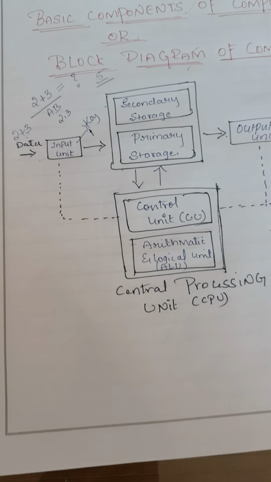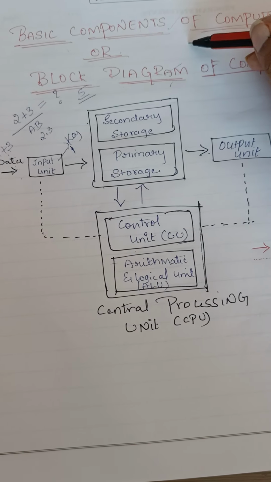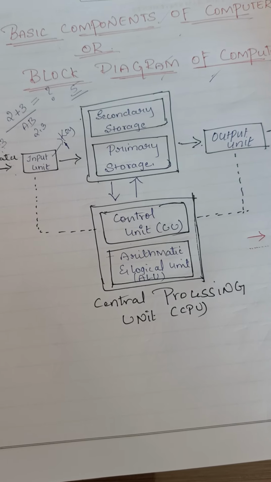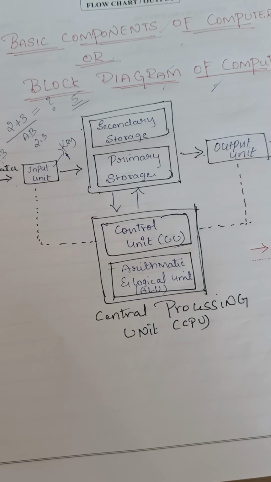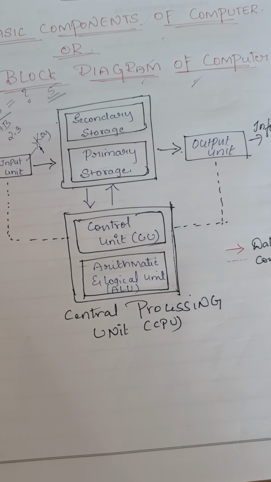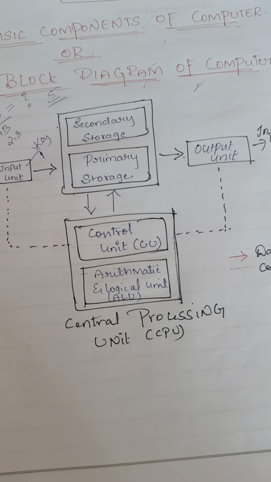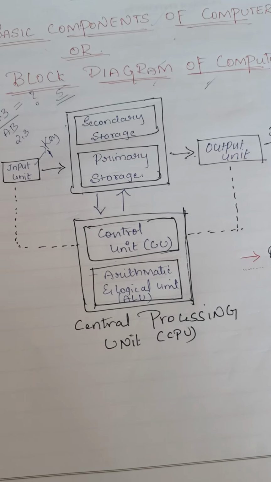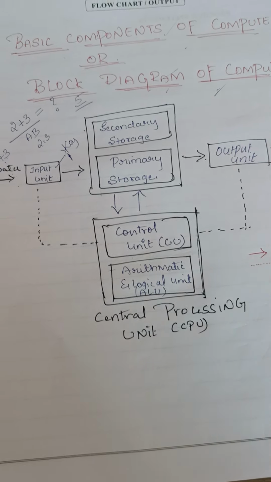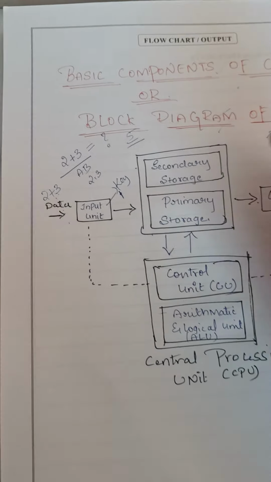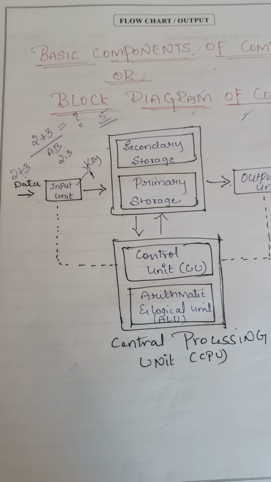Okay, so this is very important for 5 marks. The question may ask like this or like this: the functional components of computer system, or basic diagram of computer, or what are the components of computer, explain each functional unit. The question may be asked in different ways, but the answer is only one type, that is this. So let us start the video.